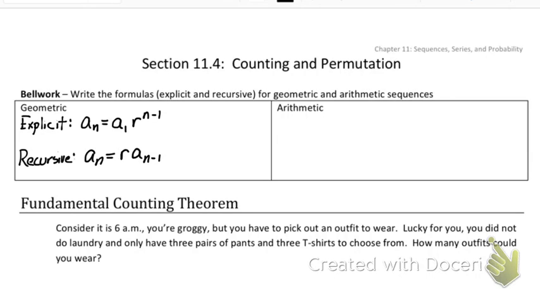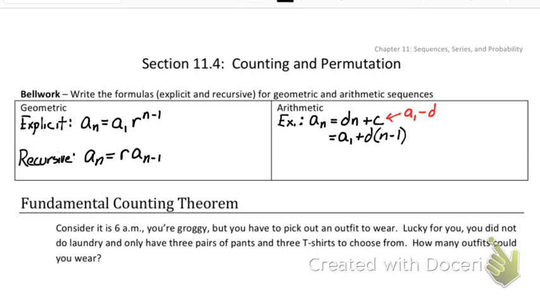Arithmetic, our explicit. Let's call it EX. We have two explicits. I usually stick with a sub n equals my difference times n plus c, where c is my a sub 1 minus my difference. You also can write it, if you want to, as your first term plus d times n minus 1. Either one's acceptable.